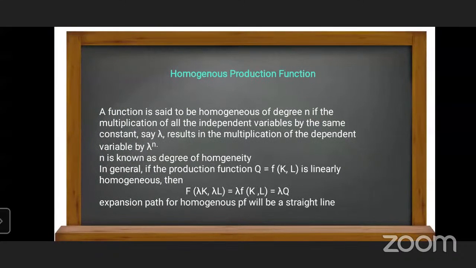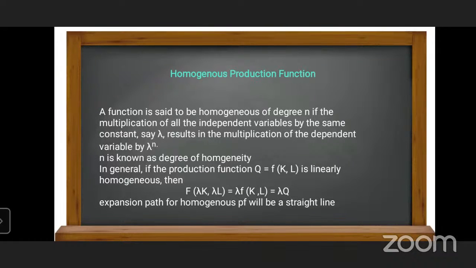Now coming to the final topic. This is called the homogeneous production function. Very popular, but very simple. Homogeneous production function means what? I'm telling in simple words. If we are increasing inputs by a constant multiple, say we are doubling them, and output also doubles, then we say it is a homogeneous production function of degree 1.